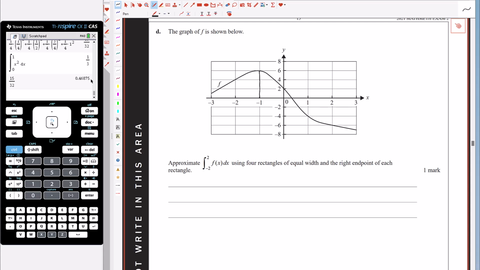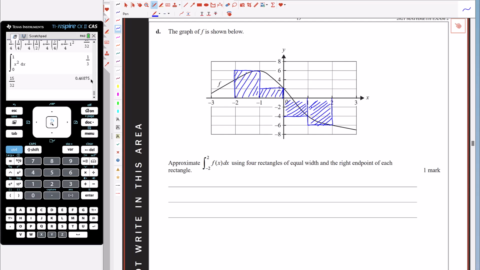I'll use a different colour so we can see it on the axes better. So that's my first rectangle between -2 and -1. My next rectangle is going to be defined by the right endpoint, so it's going to be there. Again, right endpoint and right endpoint. Okay, so those are the rectangles.